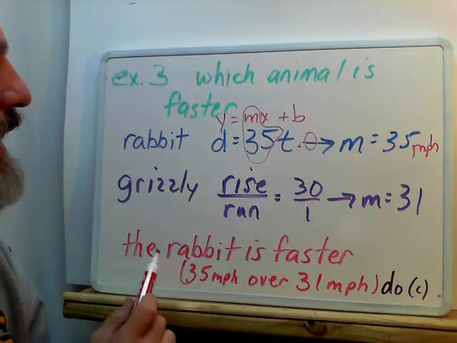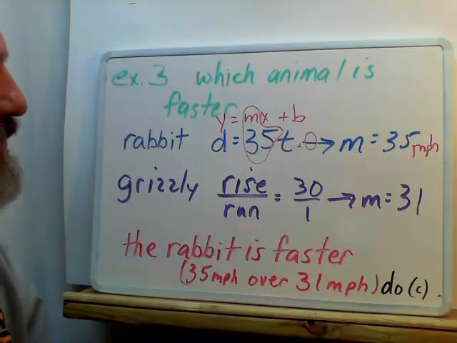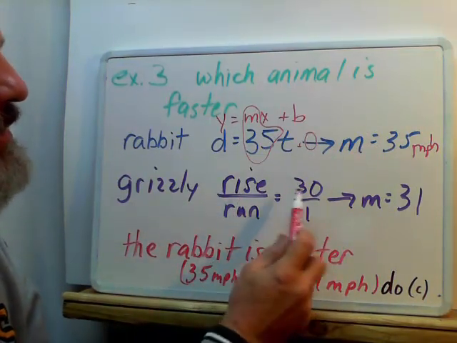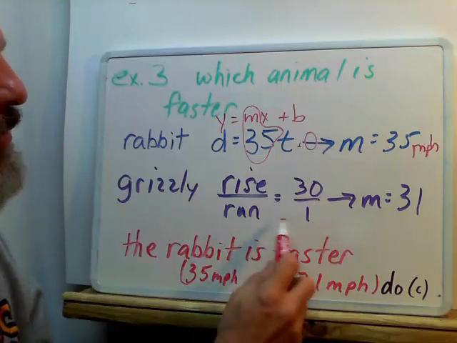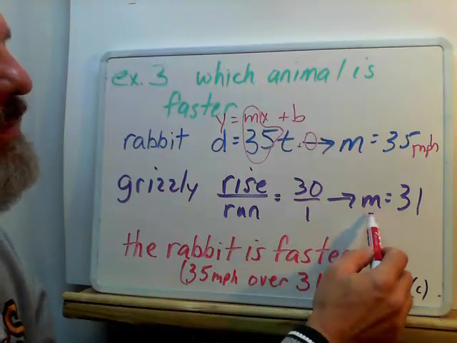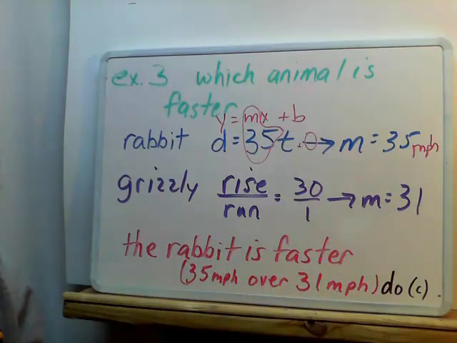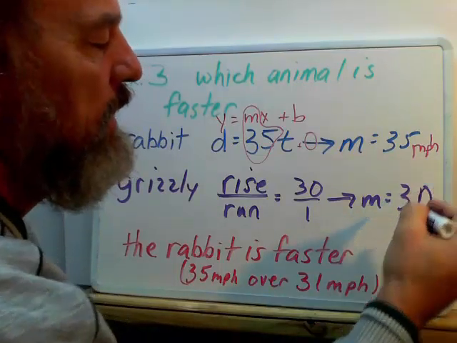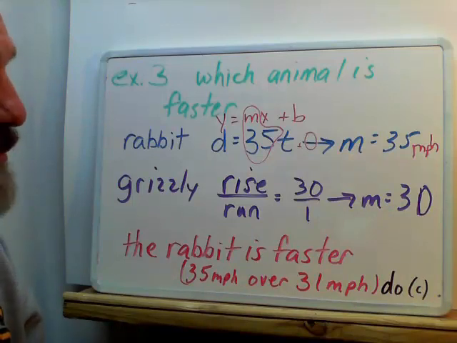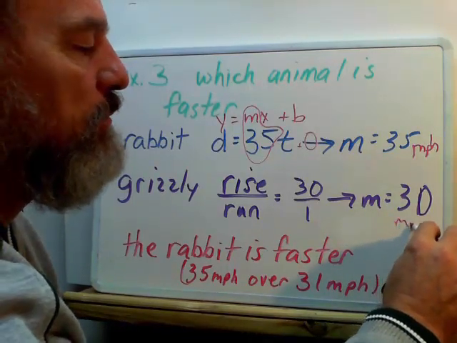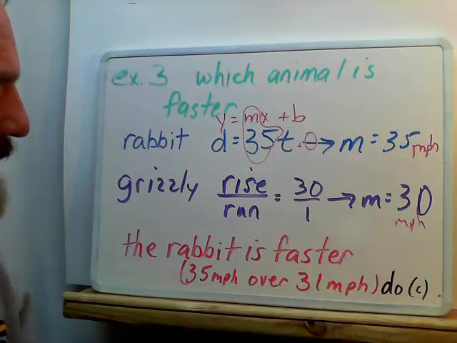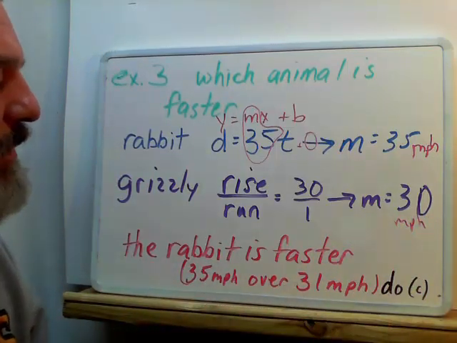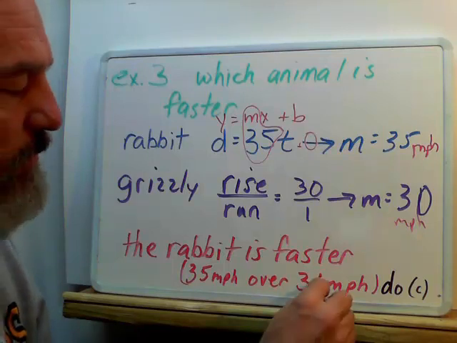The grizzly, on the other hand, you have to look at the information they give you, and you can see that the rise is 30 and the run is 1, so 30 over 1. Of course, the slope in that case is 30. So the grizzly bear can travel 30 miles per hour. So we say that the rabbit is faster, 35 miles per hour over 30 miles per hour.